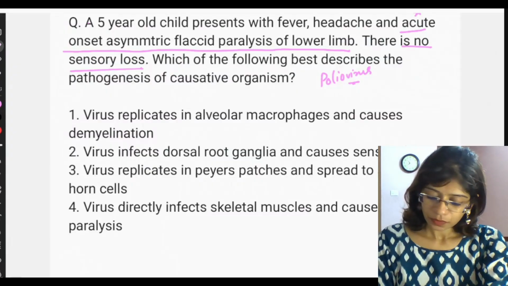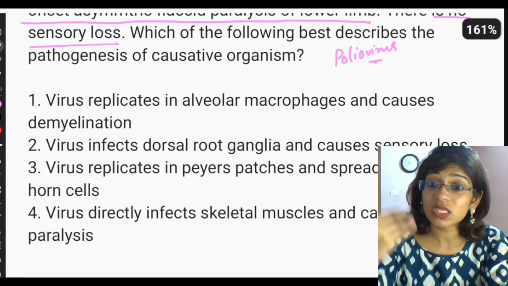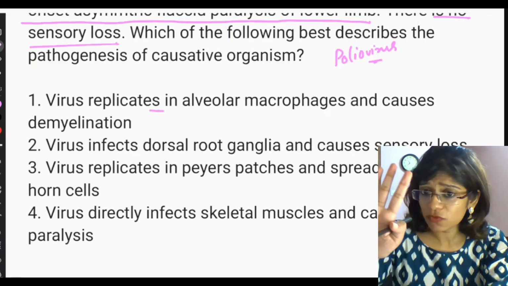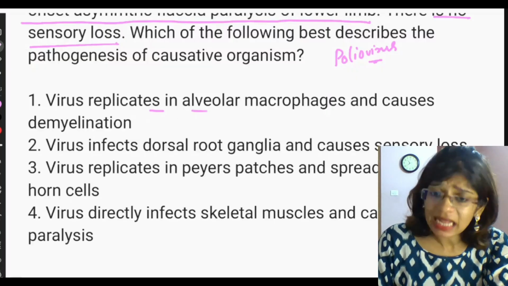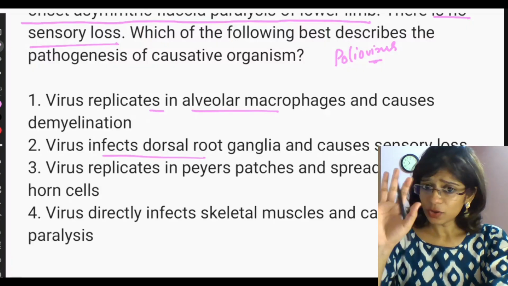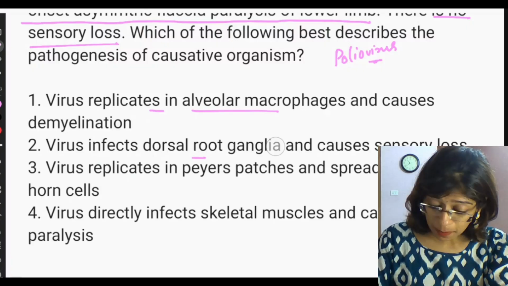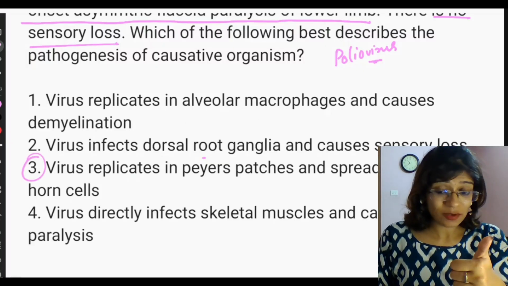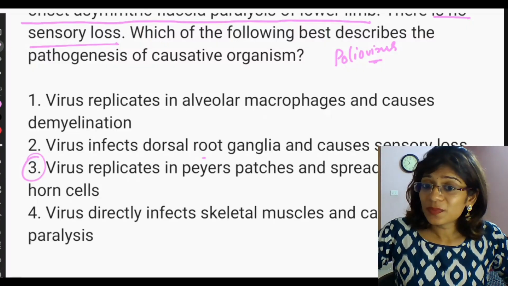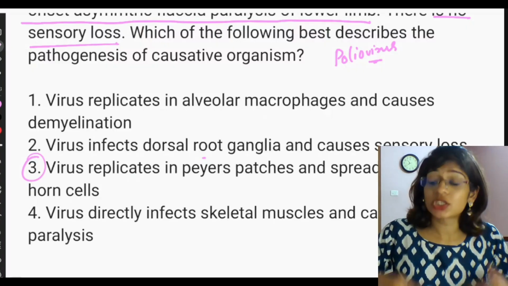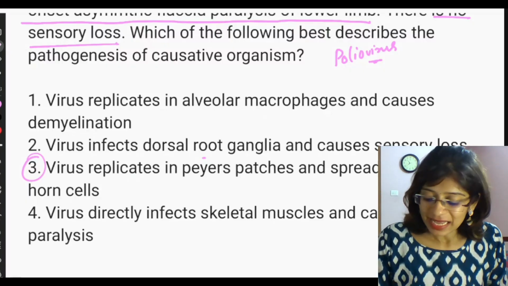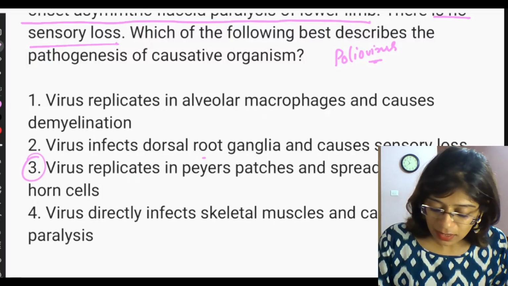Okay, see here. The question here is, how does the virus replicate? They've given 4 options. Virus replicates in the alveolar macrophages? No. Virus infects the dorsal root ganglia? No. Virus replicates in the Peyer's patches? Yes. The virus enters the oropharynx, goes to the intestine, the ileum, which has Peyer's patches. The virus multiplies in the Peyer's patches and tonsils, and then it goes to the lymphatics. So the third option is the answer.